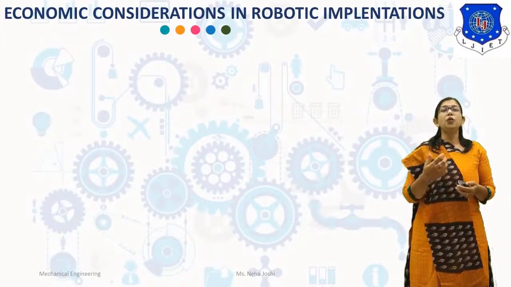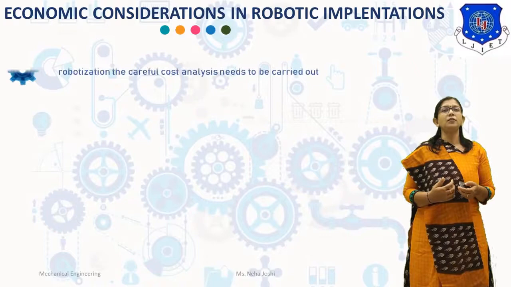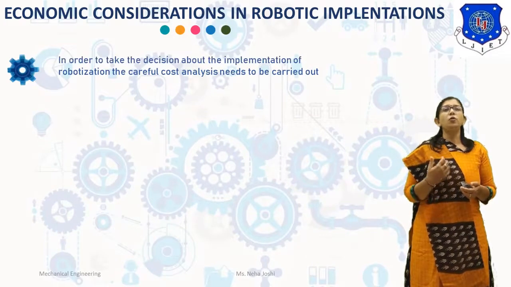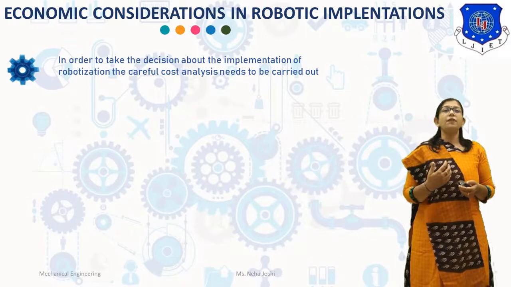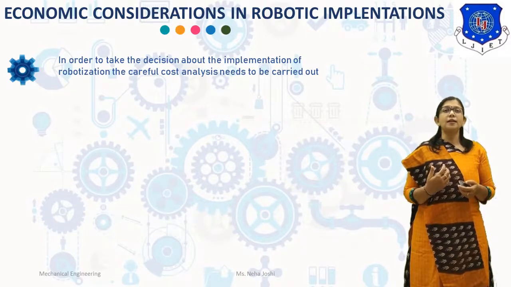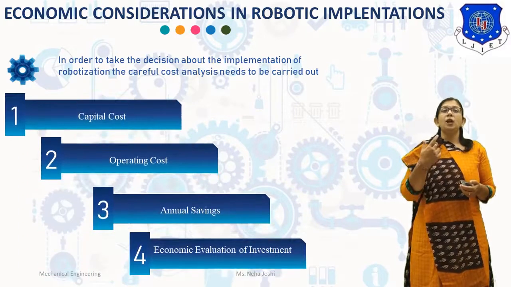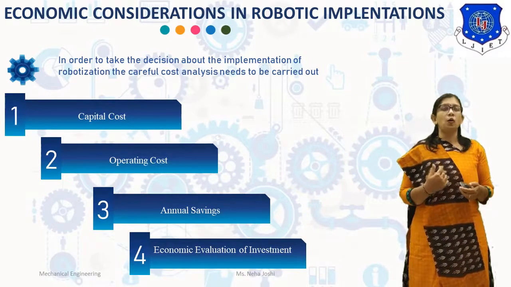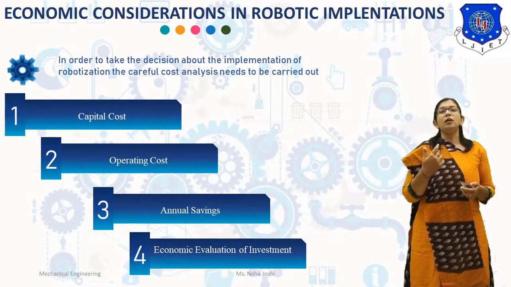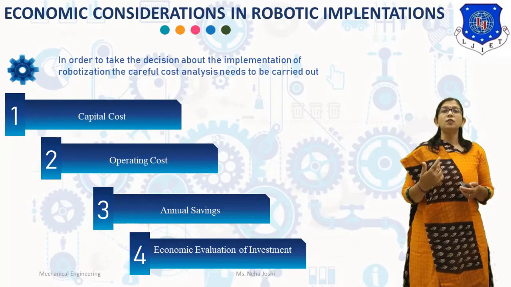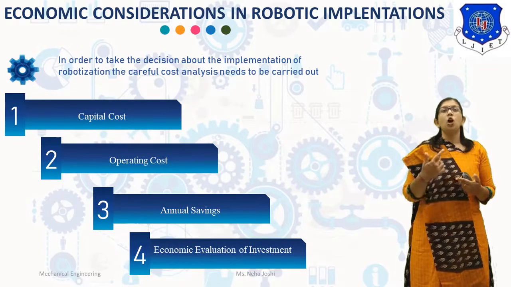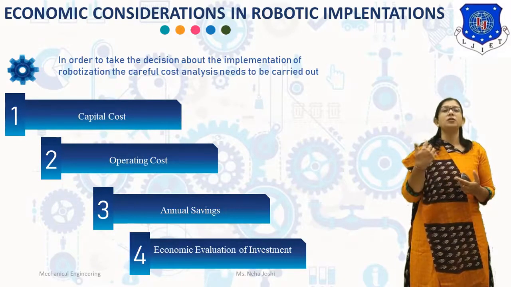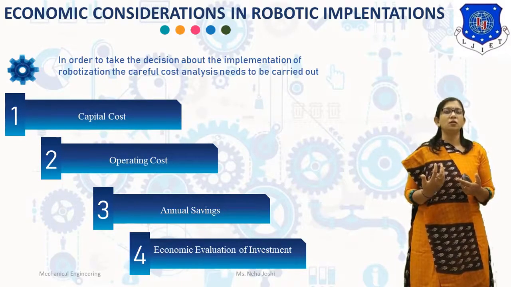Now we will discuss the economic considerations in robotics. In order to take the decision about the implementation of robotization, a careful cost analysis needs to be carried out. Now, first is capital cost. Capital costs are one time initial costs incurred in robotic installation. The different heads of capital cost are robot purchase cost, tooling cost, engineering cost, installation cost, and miscellaneous cost.